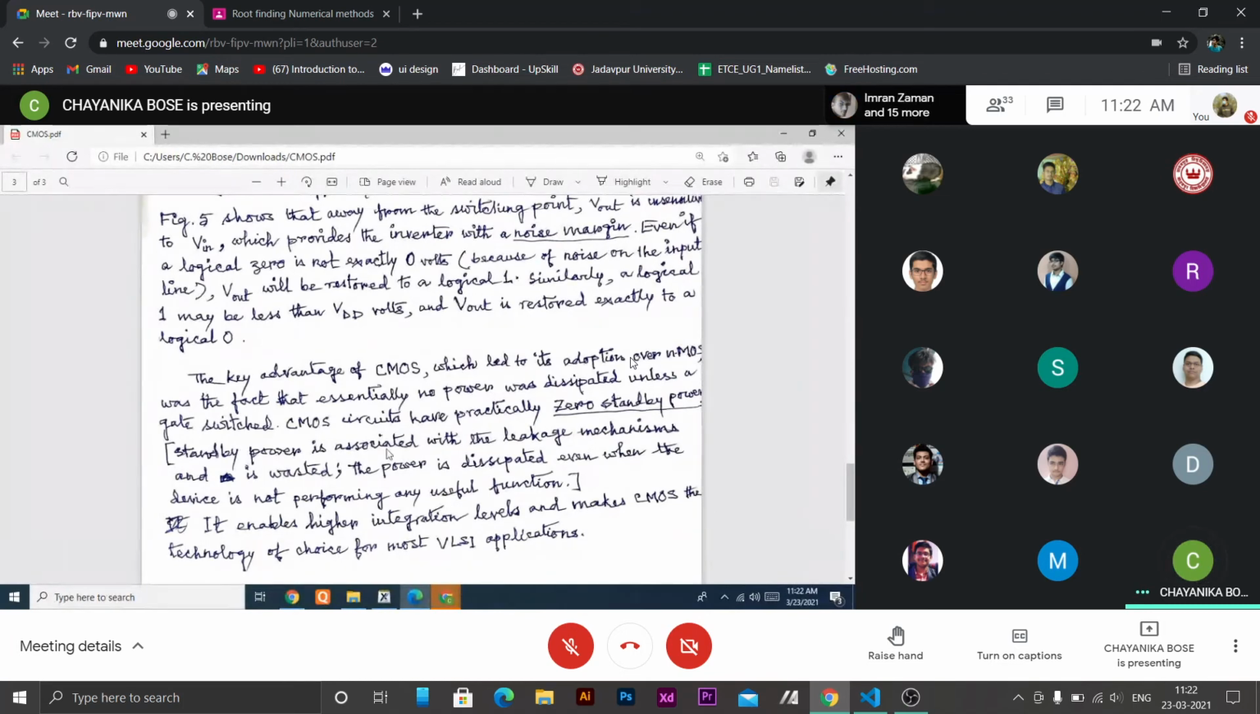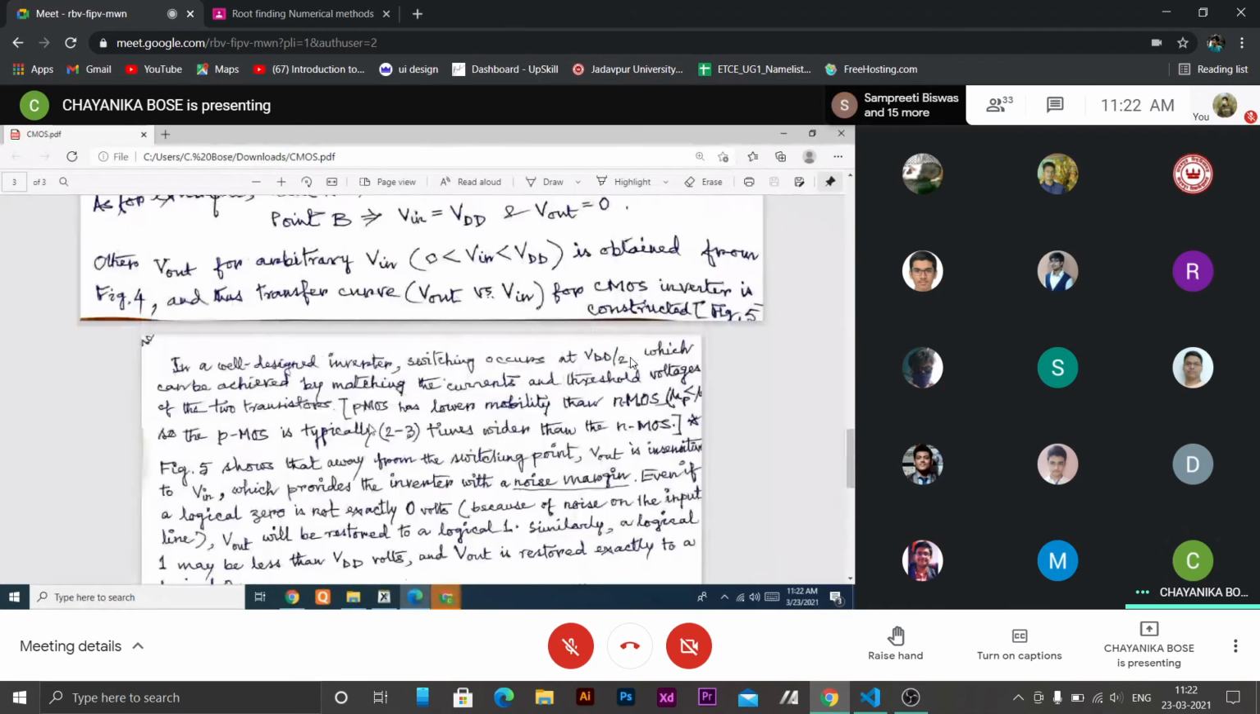CMOS circuits have practically zero standby power. It enables higher integration levels and makes CMOS the technology of choice for most VLSI applications, because since power consumption is less, we can handle denser packing of these devices in an integrated circuit.